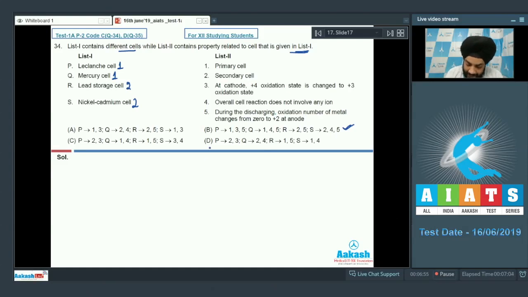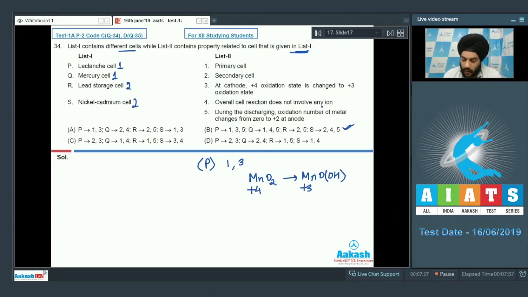Okay, so if we deal with the Leclanche cell first, in the Leclanche cell, at cathode +4 oxidation state is changed to +3 oxidation state. This will be matched, students. For P, 1 and 3 will be matched, as MnO2 is converted into MnOOH. So in MnOOH, the Mn is in a state of +3, whereas on the left hand side it was in a state of +4. So 3 will be a match.